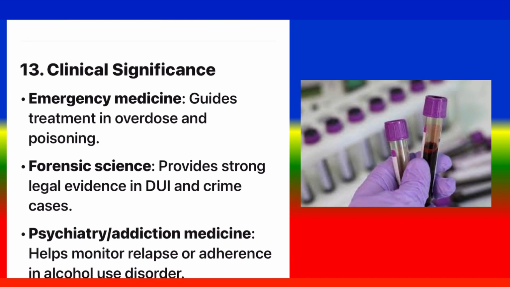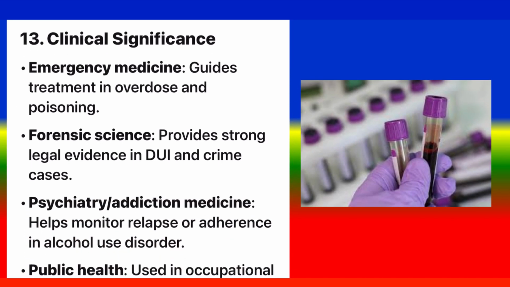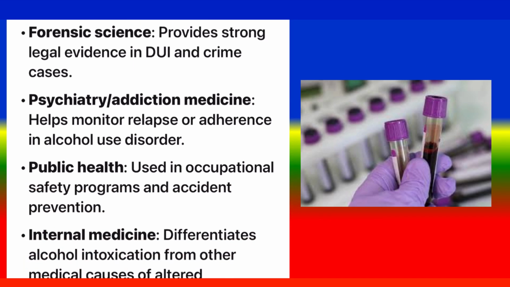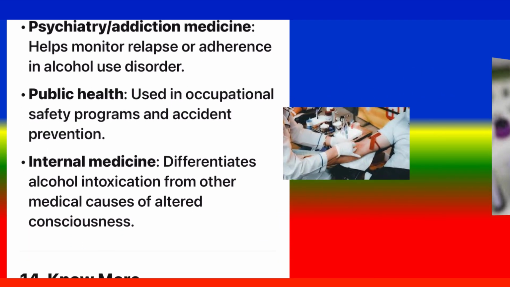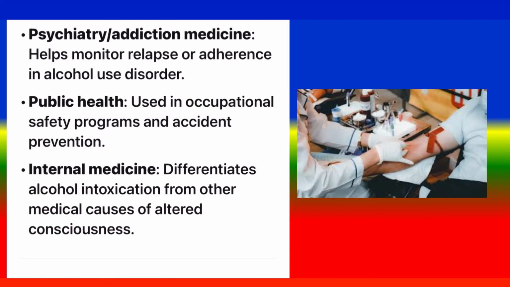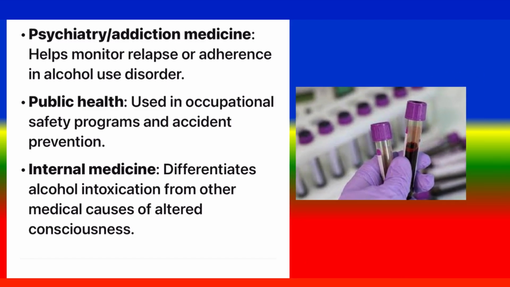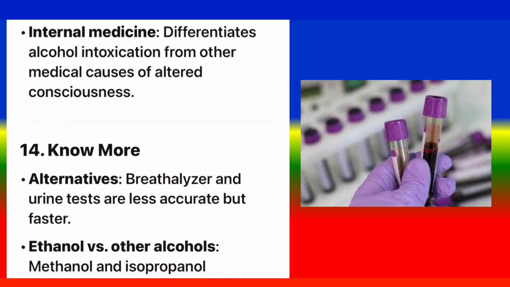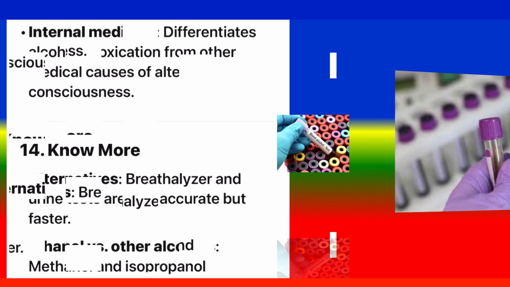13. Clinical significance. Emergency medicine: guides treatment in overdose and poisoning. Forensic science: provides strong legal evidence in DUI and crime cases. Psychiatry and addiction medicine: helps monitor relapse or adherence in alcohol use disorder. Public health: used in occupational safety programs and accident prevention. Internal medicine: differentiates alcohol intoxication from other medical causes of altered consciousness.